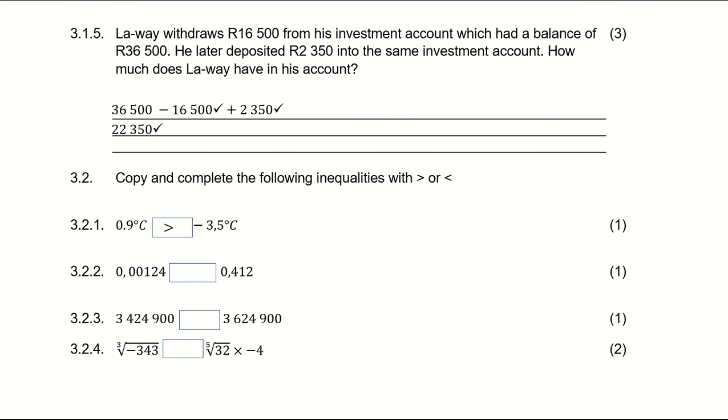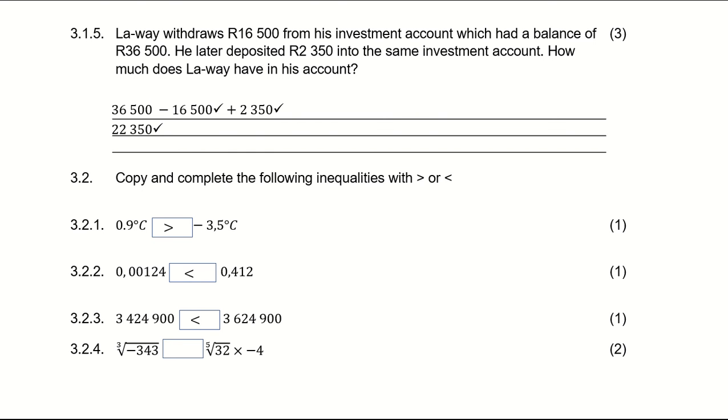Which one is bigger between 0,00124 and 0,412? 0,412 is bigger. And which one is bigger between 3,424,900 and 3,624,900? The bigger one will be 3,624,900.